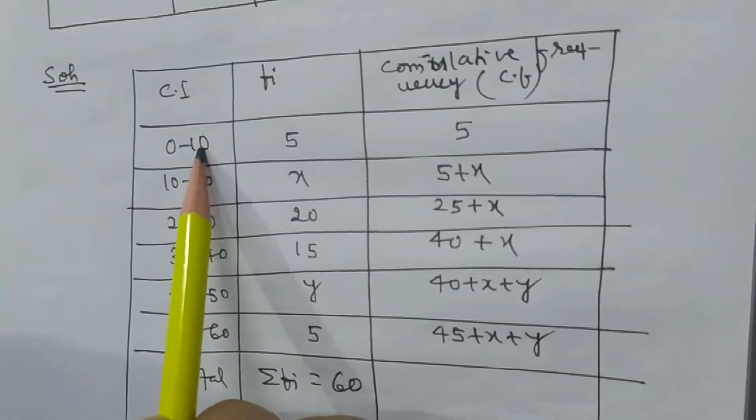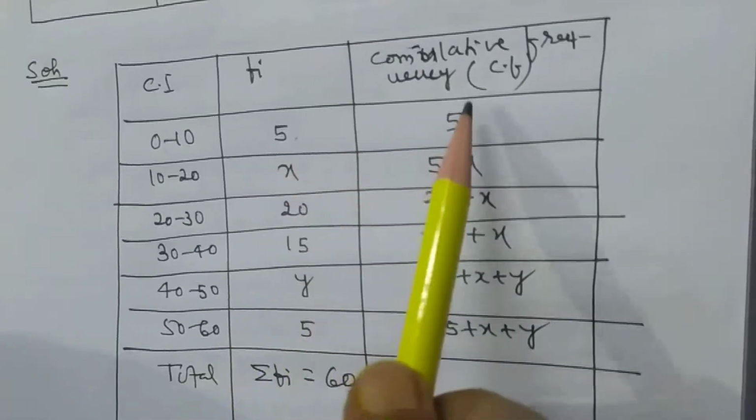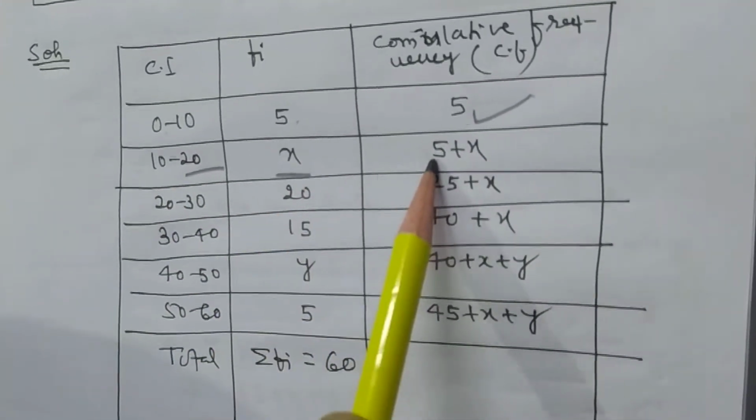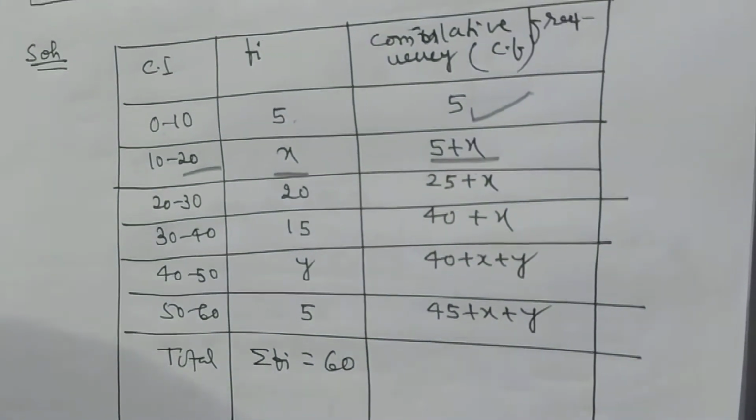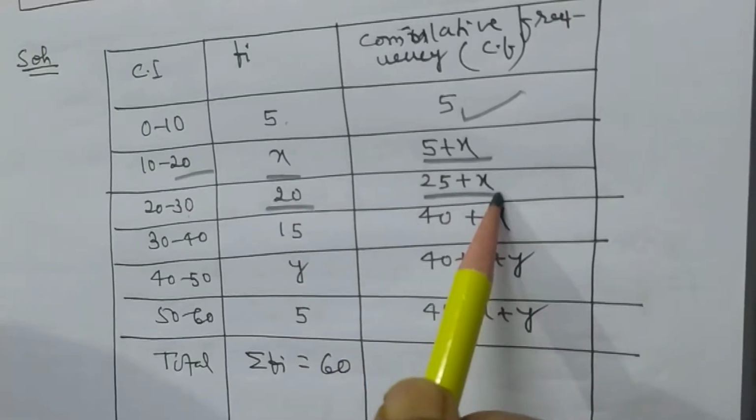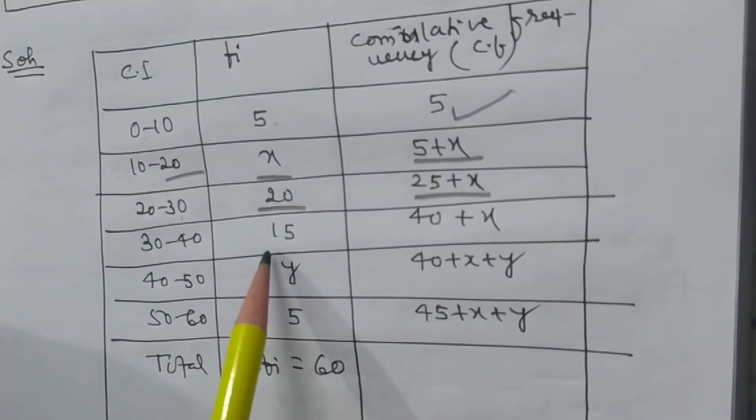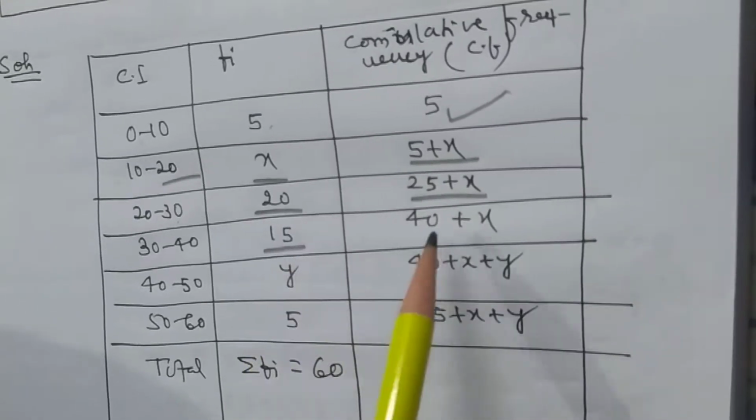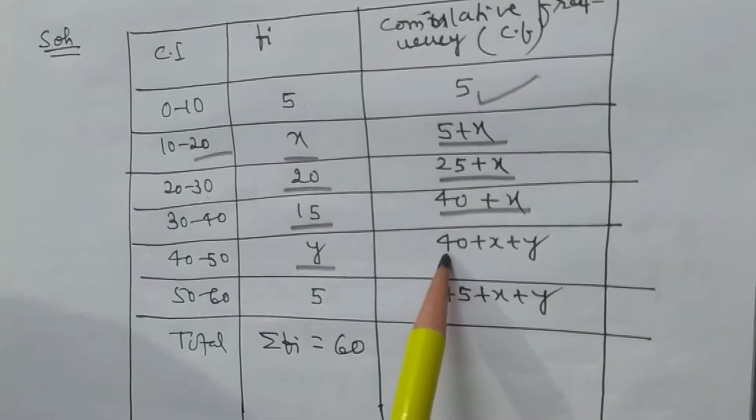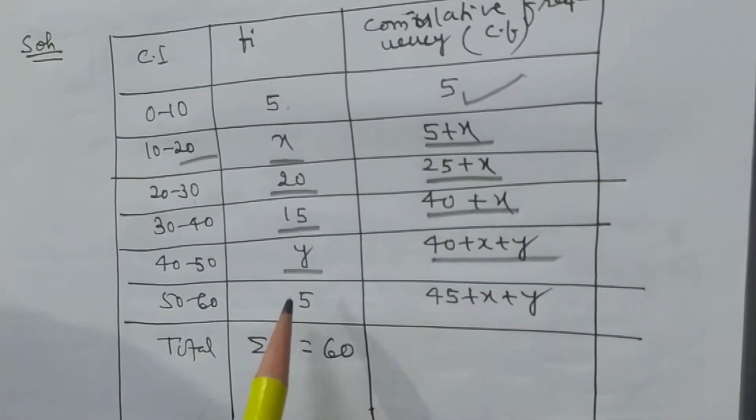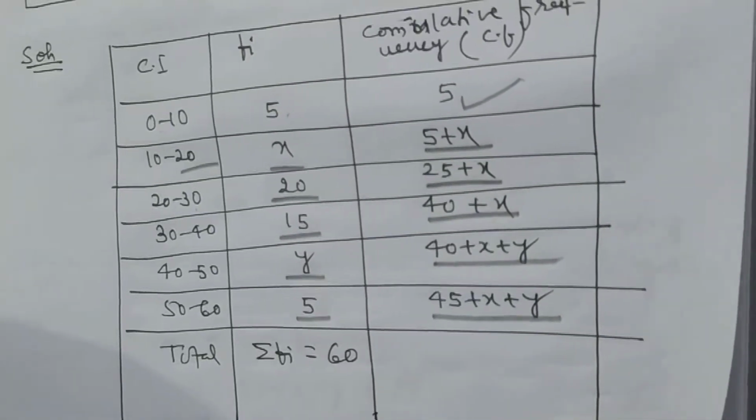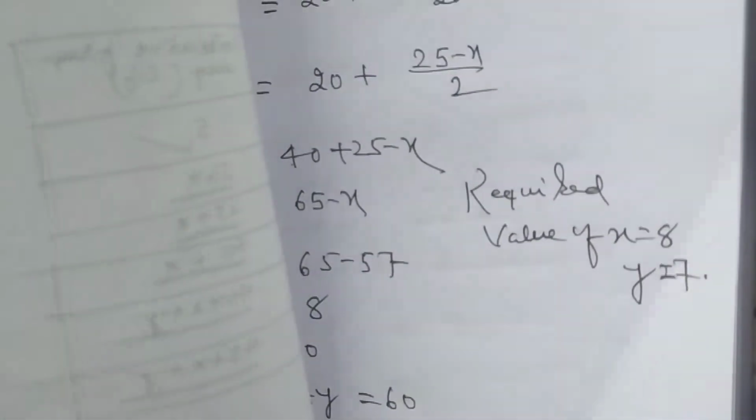Now I make a table. Class interval 0 to 10, fi 5, cumulative frequency 5; 10 to 20, fi x and Cf 5 plus x; 20 to 30, fi 20 and Cf 25 plus x; 30 to 40, fi 15 and Cf 40 plus x; 40 to 50, Cf is 40 plus x plus y; 50 to 60, fi 5, Cf 45 plus x plus y; and total fi is 60.